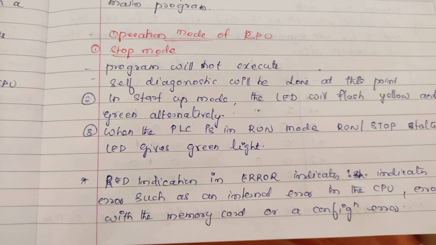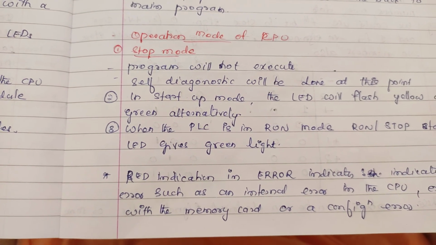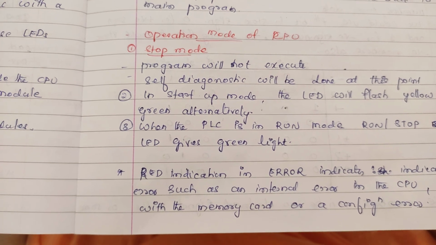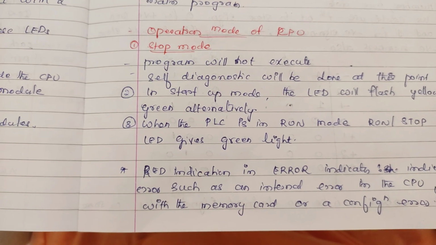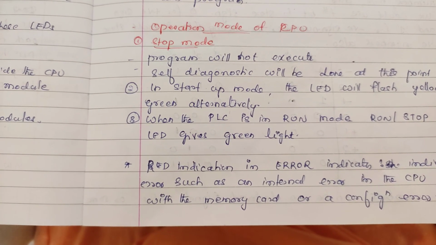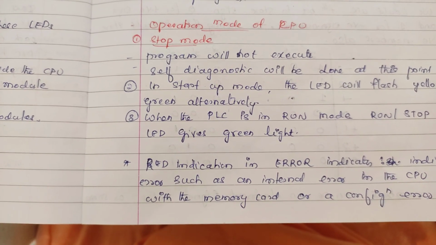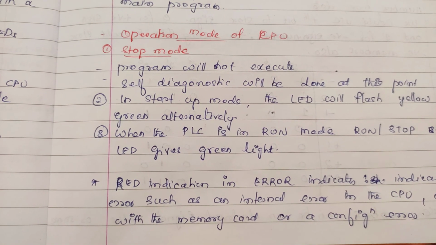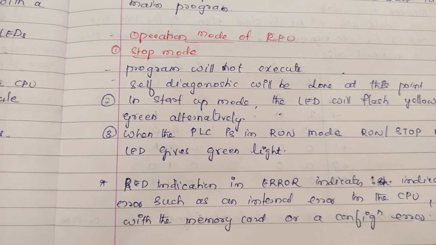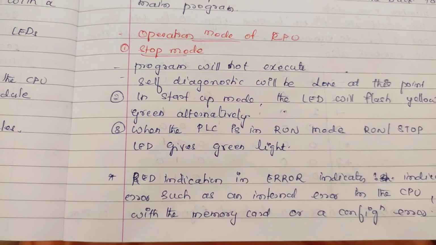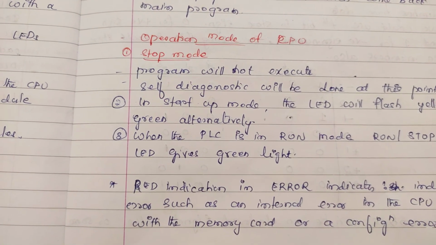During startup mode, our run or stop LED will be flashing its color from yellow to green. That means yellow and green will be alternately blinking in the run or stop indicator. If it is alternately blinking, that means our processor is in the startup mode. So during startup mode, a set of processes will occur. We have studied the different types of memory: input image memory, output image memory, and main memory. So during startup mode, what will happen?